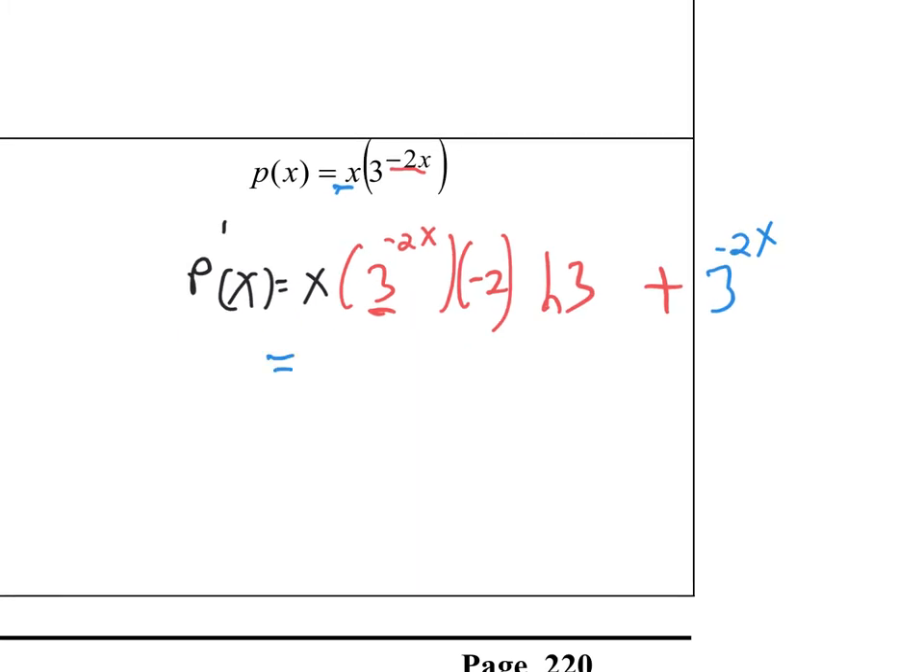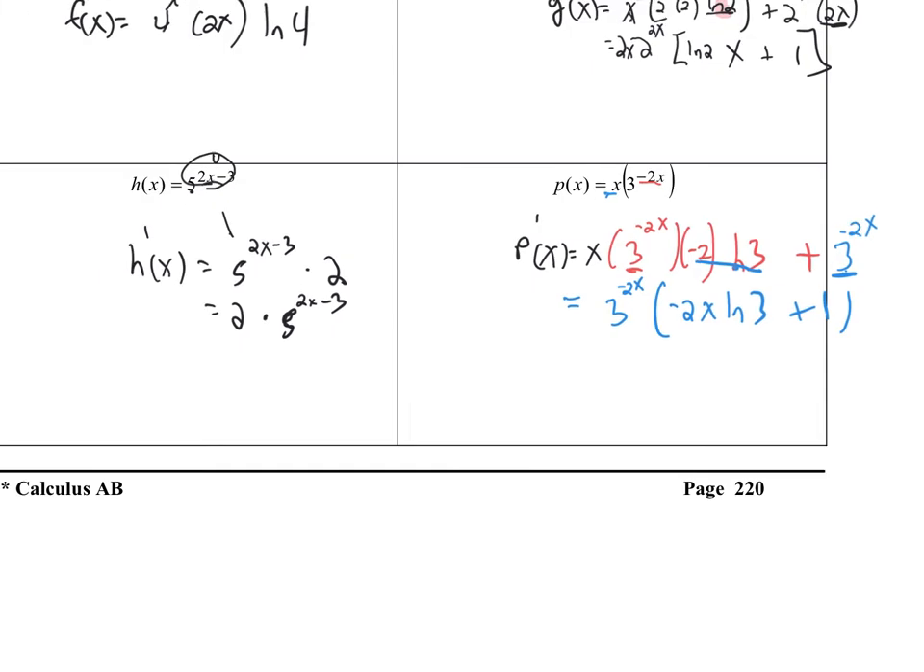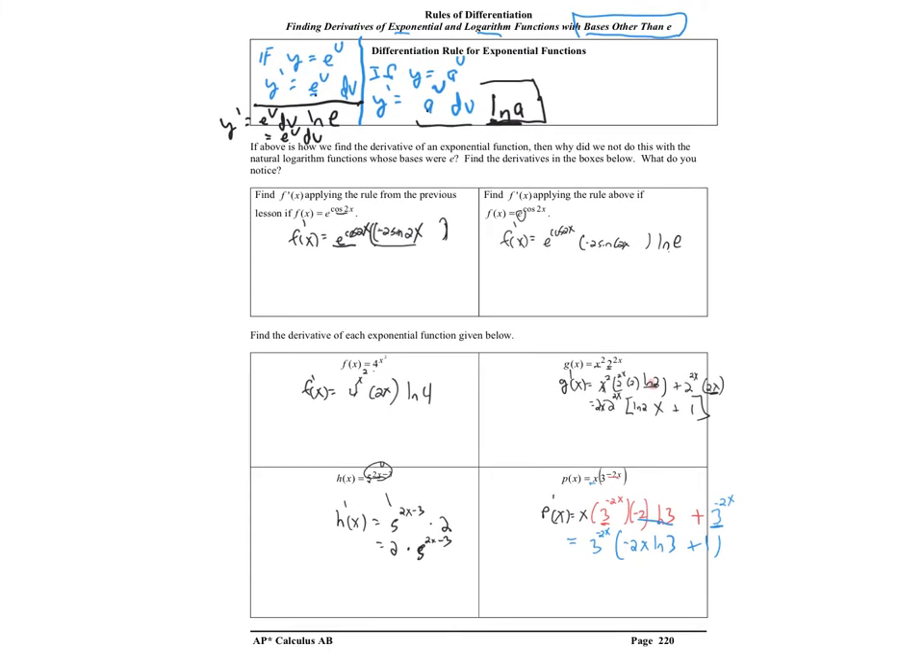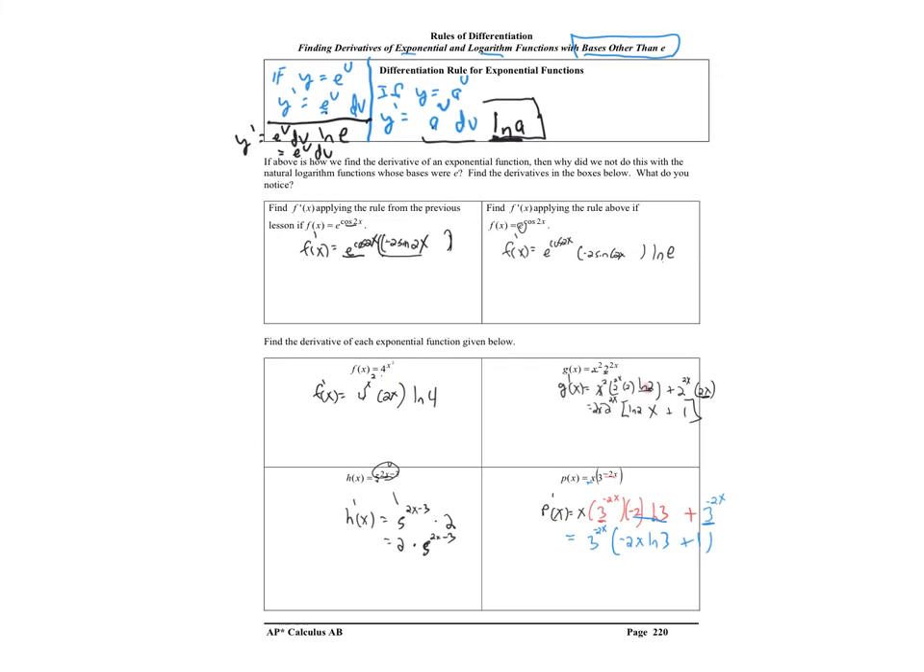I could clean it up by pulling out that 3 to the negative 2x. That would leave me with a negative 6. No, not silly me, that's a natural log. I thought it was a parenthesis. It's a negative 2 natural log of 3 times x. Negative 2 with the x, natural log of 3, plus the 1, because I pulled out this. That should give me 1. Oh, that was not too bad. Most of those answers are probably close enough for the government.